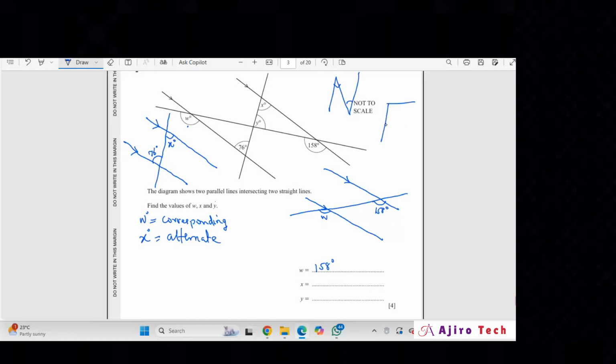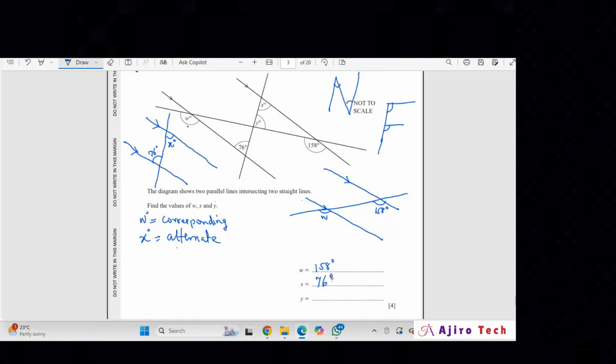This is F, and F is corresponding. That is where I got this W from. It is a corresponding angle, that is for the F. Then alternate will have this. So alternate angles are equal, and corresponding angles are also equal. So the answer we have in this place is going to be 76 degrees.